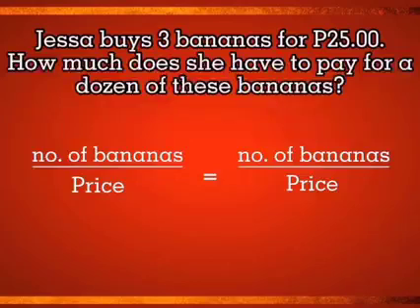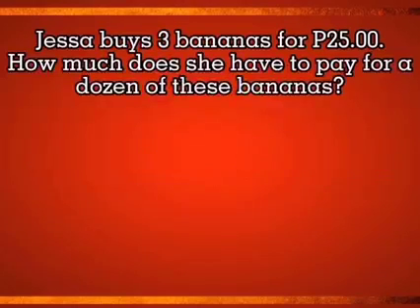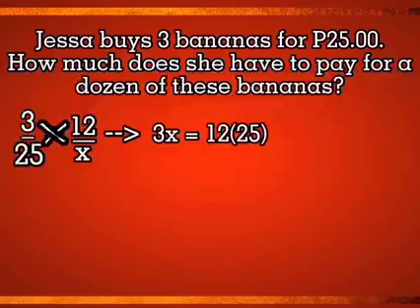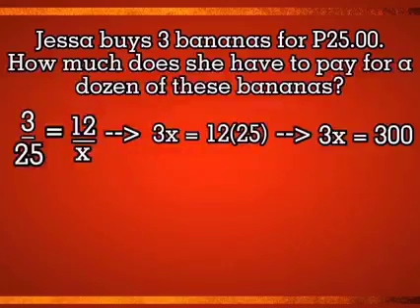Number of bananas over price equals number of bananas over price. So let's substitute. 3 over 25 equals 12 over x. Let x be our missing term. So let's apply cross multiplication to become 3x equals 12 times 25. Then multiply the two to get 3x equals 300.